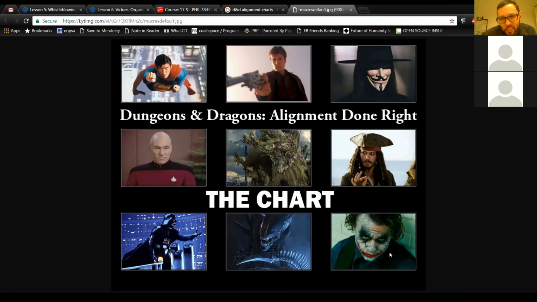These are the chaotic. Right? They don't follow the law. They do the opposite of follow the law. But that doesn't make them good or bad on their own. There's also the good people, Superman, and the V for Vendetta guy. And this is the captain from Firefly. And these are all good guys.